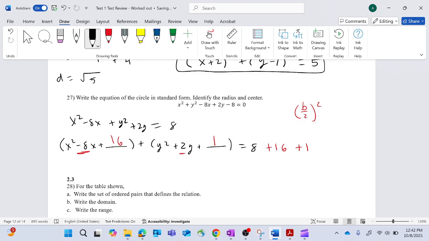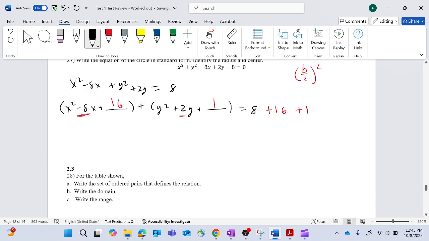All right. And then from here, these terms are always going to factor to x plus b over 2, all that squared, or y plus b over 2, all that squared. It's always going to factor in that way.